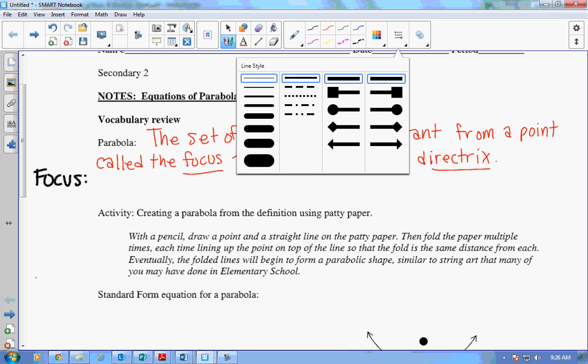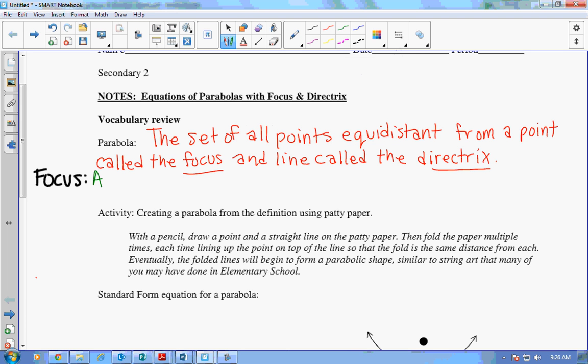So a focus is a point directly above or below the vertex, because our parabolas will only be concave up or concave down. They won't be sideways like hyperbolas are. So it'll have to be directly above or below. It can't be to the side.